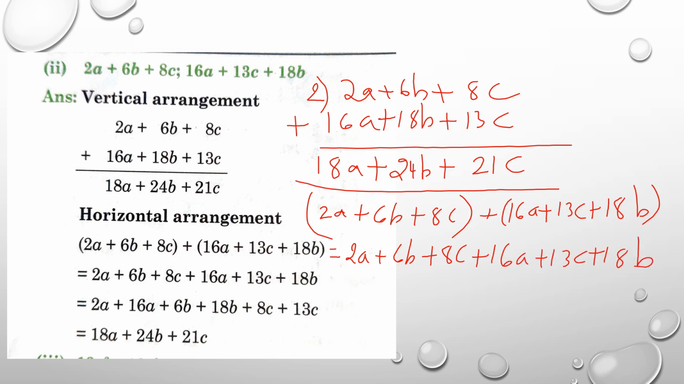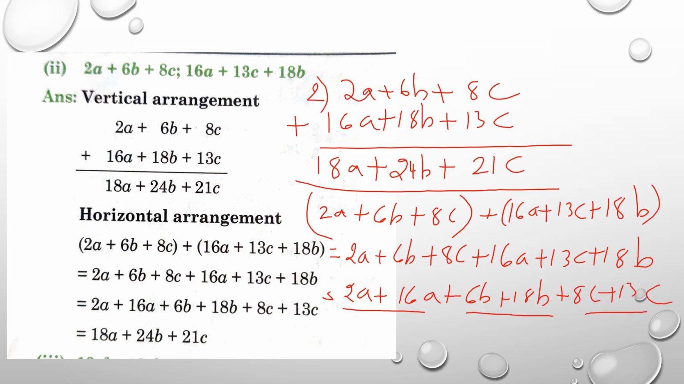Now all like terms you have to take together. So 2a plus, now which is a like term here? 16. So 16a you have to take together. Then 6b plus 18b you have to take together. Then 8c plus 13c you have to take together. So you have to add the like terms now.